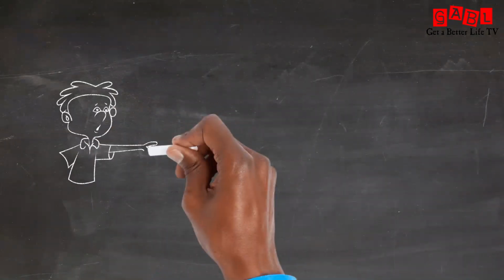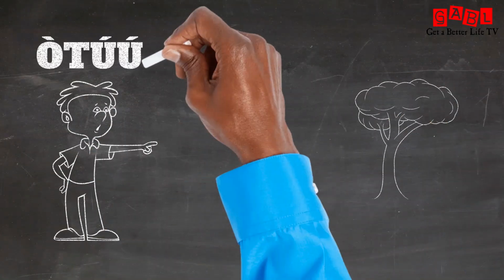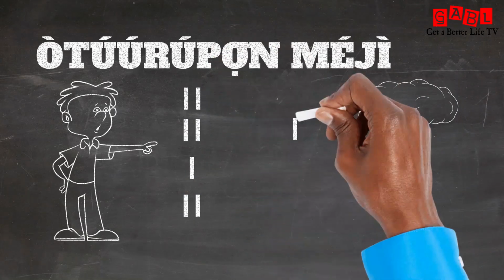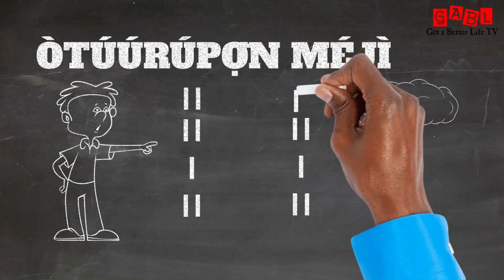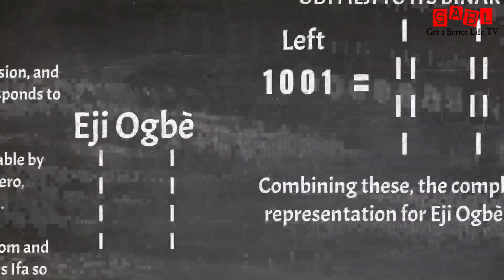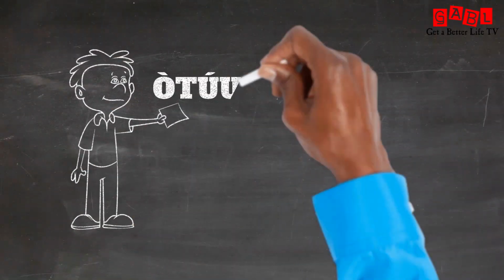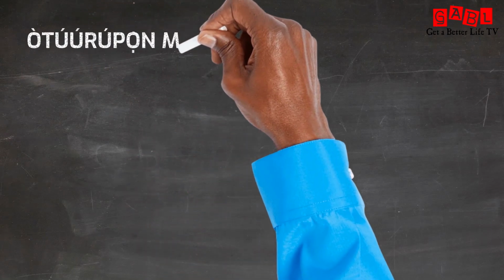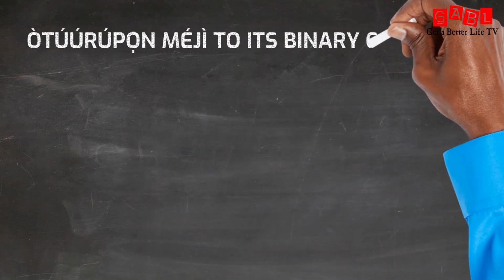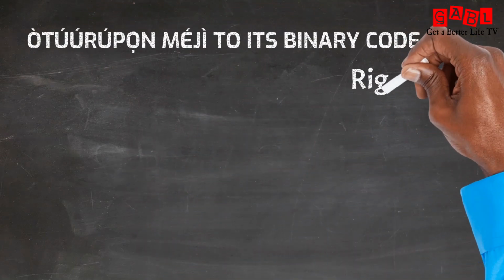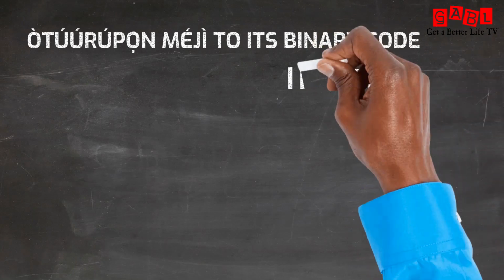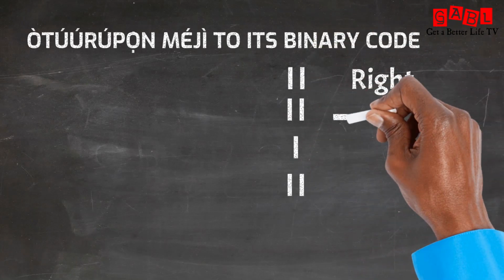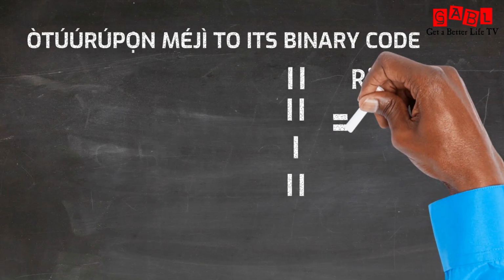So next we have Oturupon Meji, an Odu associated with navigating challenges carefully, overcoming illness, and resilience. Here is a pattern for Oturupon Meji. Converting this to binary, the right column top to bottom has double line, single line, double line. This translates to 0, 0, 1, 0.